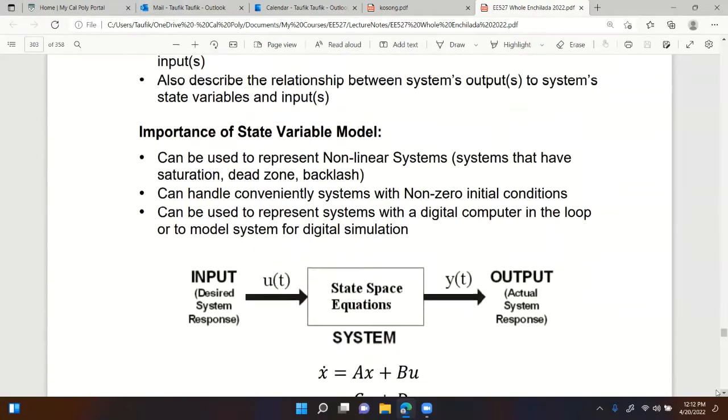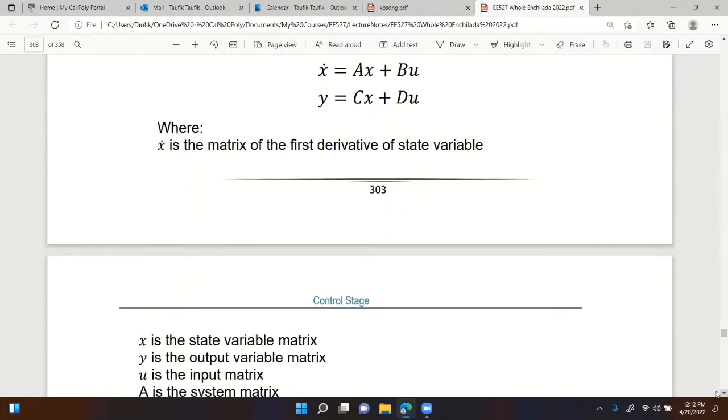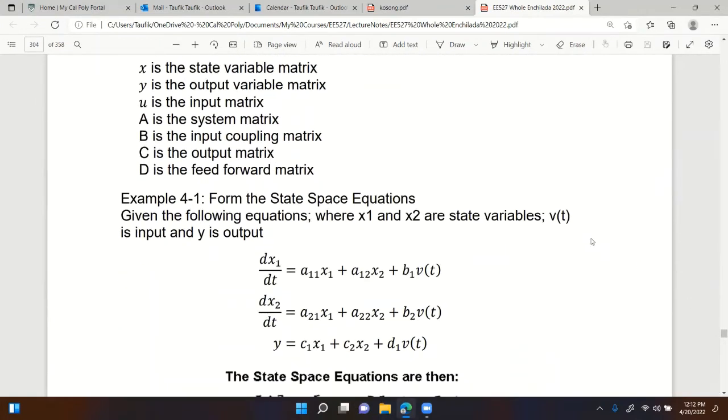So for state space equations, basically this is the block diagram of a system represented by a state space equation, right? x dot equals Ax plus Bu, and y is equal to Cx plus Du, right? And again, x would be our state variables. x dot would be the first derivative of our state variables, and u would be our inputs. y would be our output or outputs, right? And these are all matrix equations, okay?